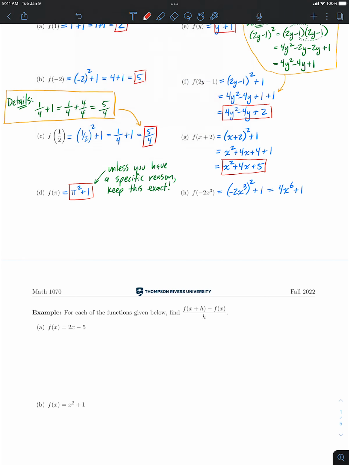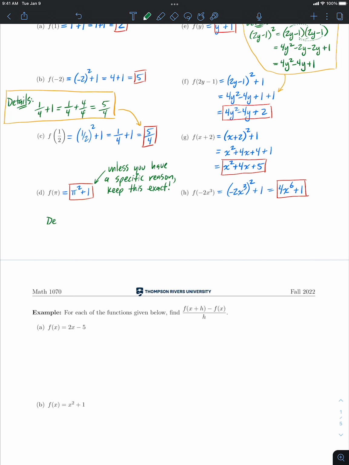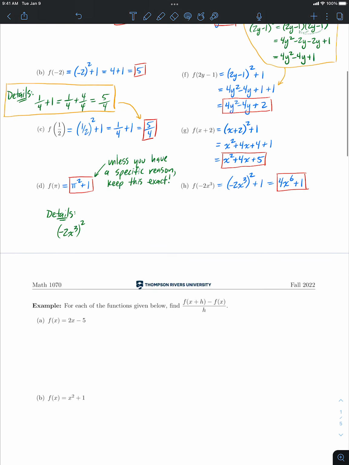In case you're wondering how I got that, let's back up and go through it. I'll add some more details down here. How did we get negative 2x cubed squared is equal to 4x to the 6? Because that's what happened, right? This is what was equal to 4x to the 6. Well, here's the rule. What's happening here?